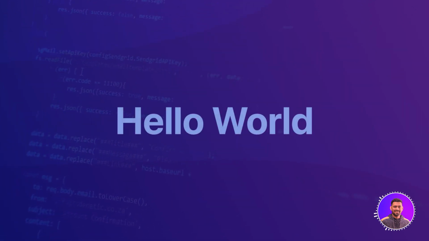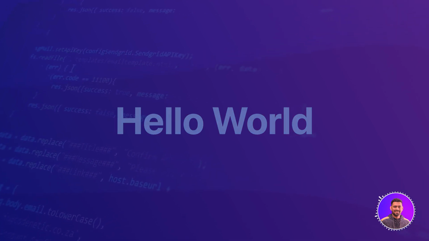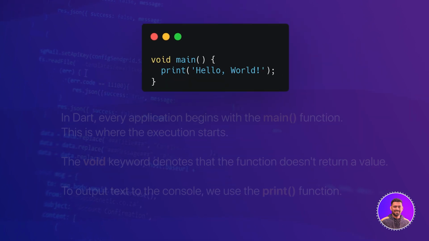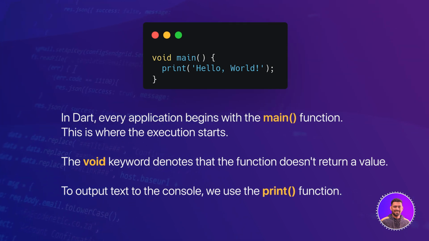Let's get started with a simple Hello World program in Dart. Here is how you do it. void main, print Hello World. In Dart, every application begins with the main function. This is where execution starts. The void keyword denotes that the function doesn't return a value. To output text to the console, we use the print function.